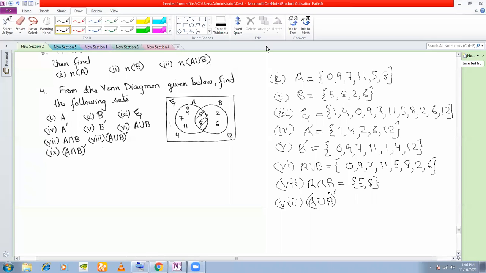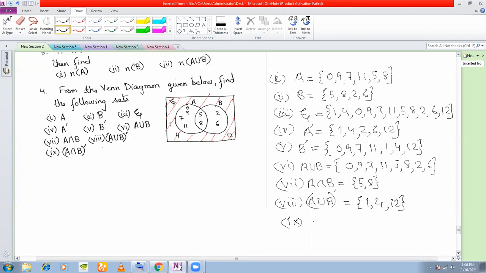Whatever is there outside the two circles, that will be representing A union B complement. So which one will be A union B complement? All this, whatever is there outside the two circles. Okay, so this is 1, 4, 12.